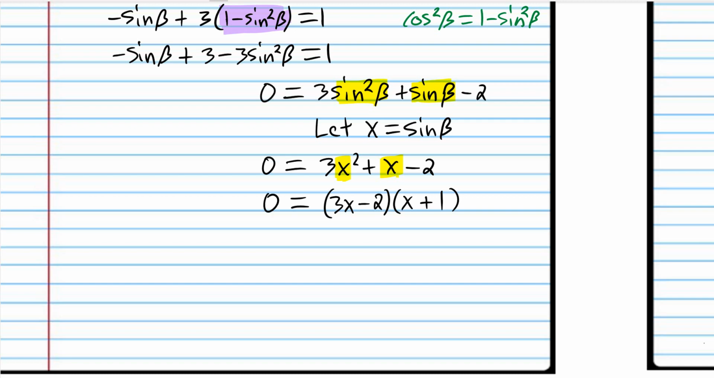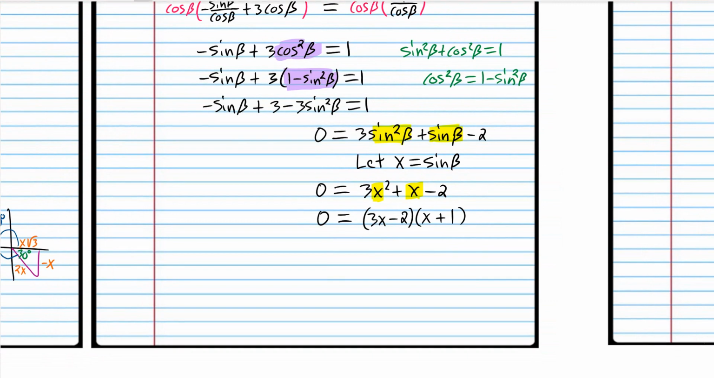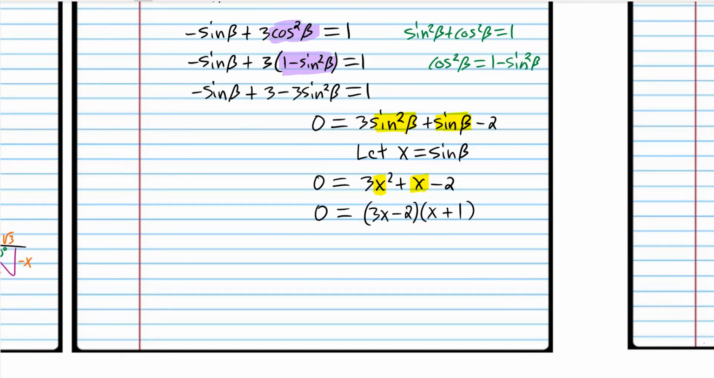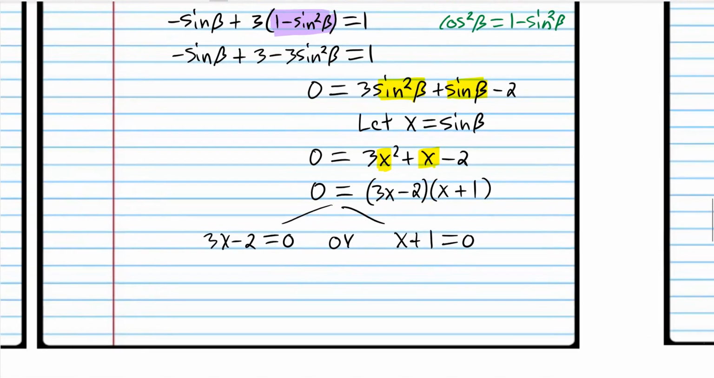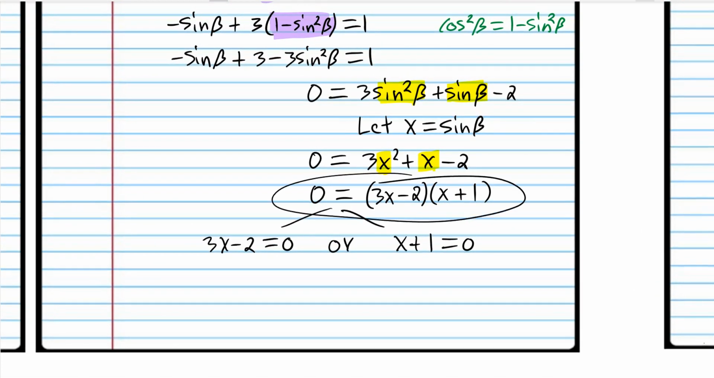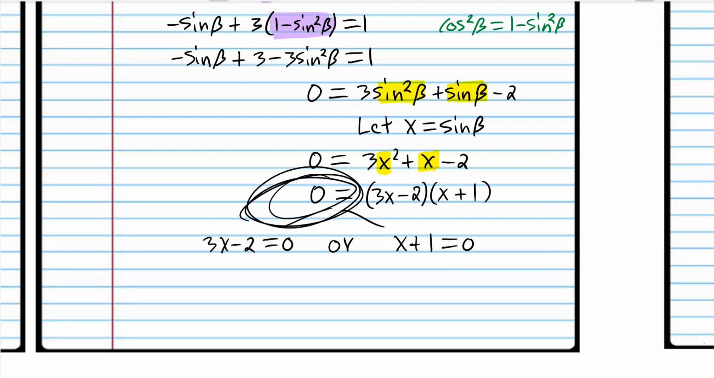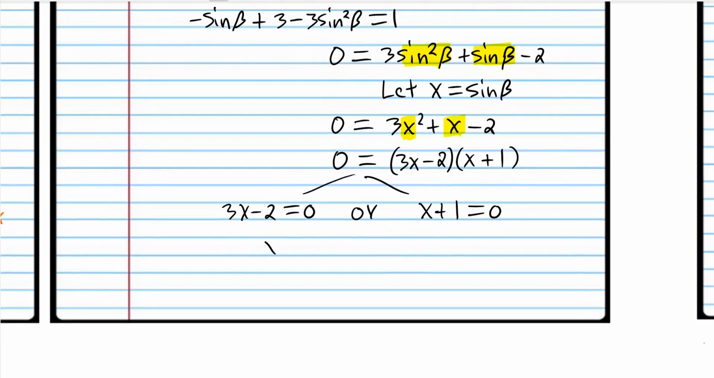By the way, I forgot to write zeros here. We should have 0 on the left side of the equation. So now we can say that 3x minus 2 is equal to 0, or x plus 1 is equal to 0. That's the only way that this equation could possibly work. If this factor is 0 or if this factor is 0, because when you multiply 0 by something you get 0. So now we're going to say x is equal to 2/3 or x is equal to negative 1.